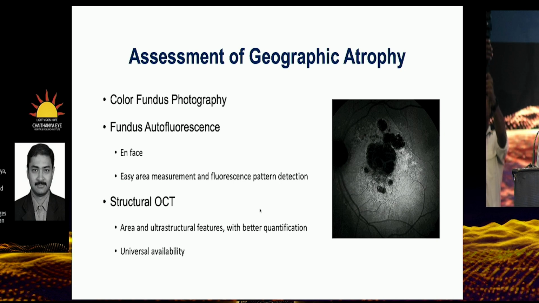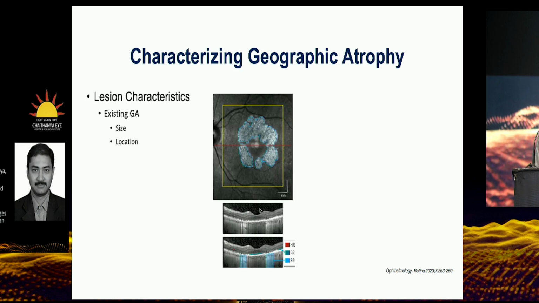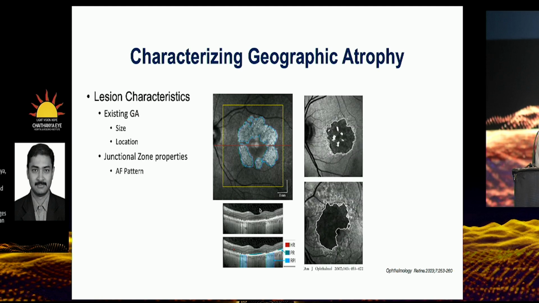Now, how do you characterize geographic atrophy? You look at the lesion characteristics, that is, the existing GA. You look at the size, the multifocality, and the location: how far away, what is its eccentricity from the foveal center. You look at the junctional zone properties. Now, the junctional zone is the most important area to look at when you're looking at geographic atrophy cases, because this is the advancing margin of the geographic atrophy. So you look at the AF pattern, and as already mentioned earlier, the banded pattern and the diffuse trickling type are the ones that have the maximum rate of progression and involvement of the fovea.